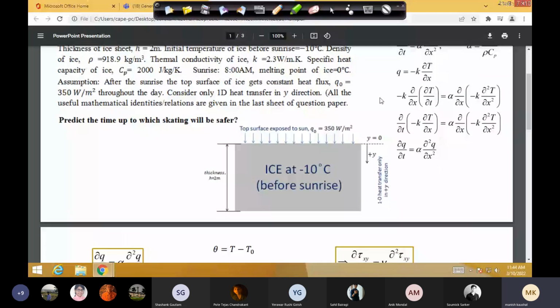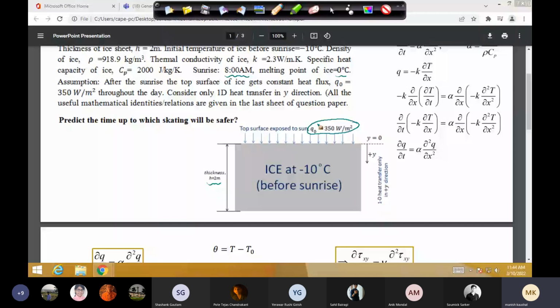This is the thick ice sheet, and let's say the thickness is 2 meter. The initial temperature of the ice is given, minus 10 degrees Celsius. The density and thermal conductivity, all the physical properties are given. Sunrise happens at 8 a.m. and the melting point of ice is 0 degrees Celsius. After the sunrise, the top surface of ice gets constant heat flux. As soon as the sun rises, your top surface starts getting heat at this constant flux, 350 watt per meter square.